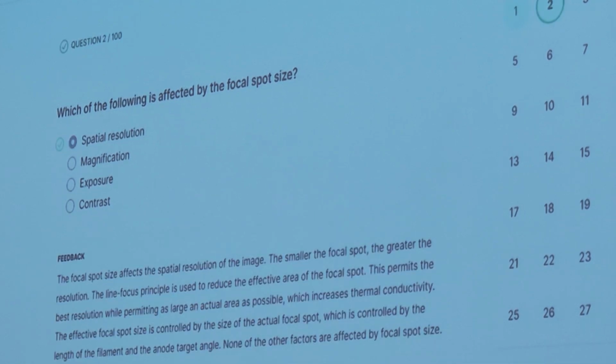Yes, Jay. Does that also relate to beam divergence, where if you decrease the distance, the beam diverges more? It is in some way related to beam divergence. Isn't exposure also affected? Exposure is not affected by focal spot size. It's fewer x-rays if you decrease focal spot size, but overall you will still produce the same number of x-rays.